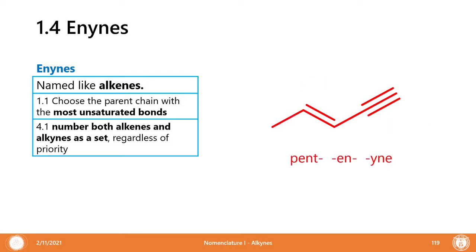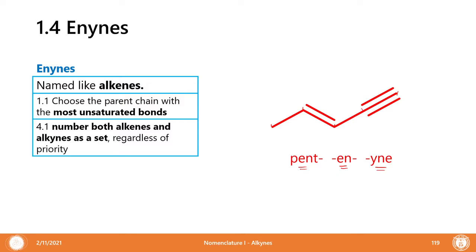So here we go. Since we have 5 carbons, 1, 2, 3, 4, and 5. Okay, we have pent, which means it's 5 carbon. We have an alkene, en, and then an alkyne, yne. Okay, so en comes before yne when naming.